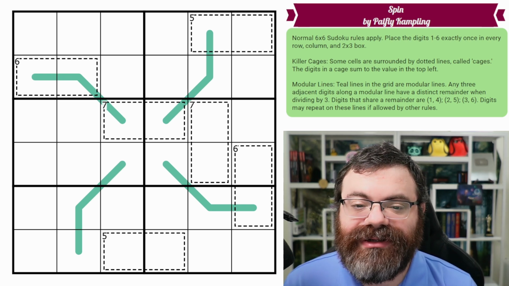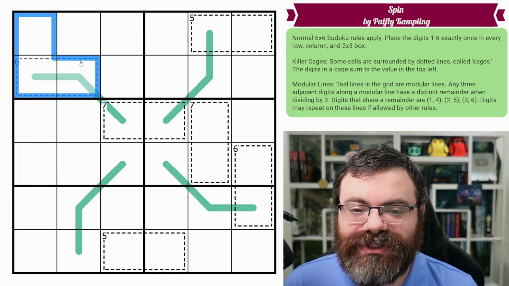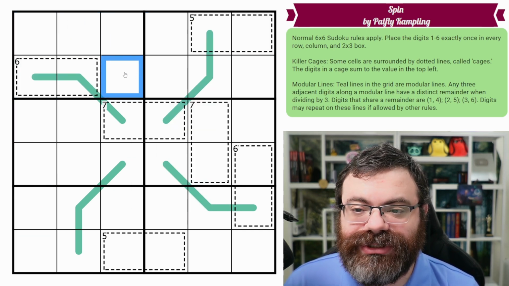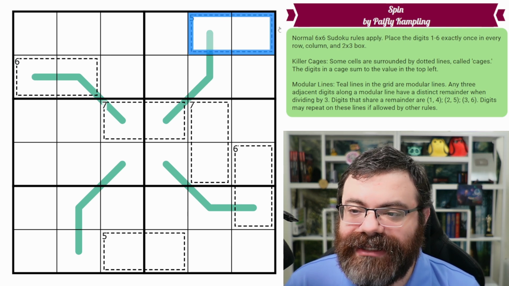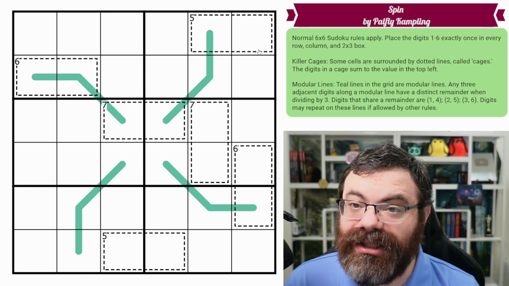So we do have standard 6 by 6 Sudoku rules, meaning in every row, every column, and every 2 by 3 box, we are placing the digits 1 to 6 exactly once each. We also have these cells surrounded by dotted lines. We call those cages. The dotted lines are cages. And specifically, we have killer cages.